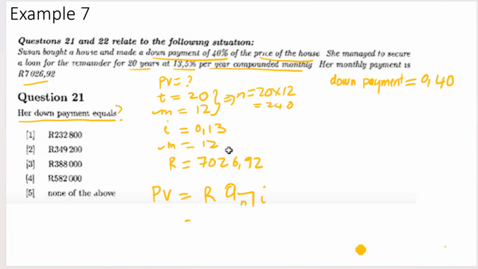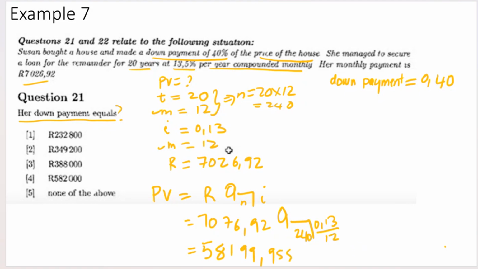We know that our payment is 7026.92, our time is 240, and our i is equal to 0.13. This is compounding monthly, so it is 12. So the present value here is equal to... let me see if I've got the correct things. The present value is equal to 58199, and I'm going to leave it to 4 decimal places.